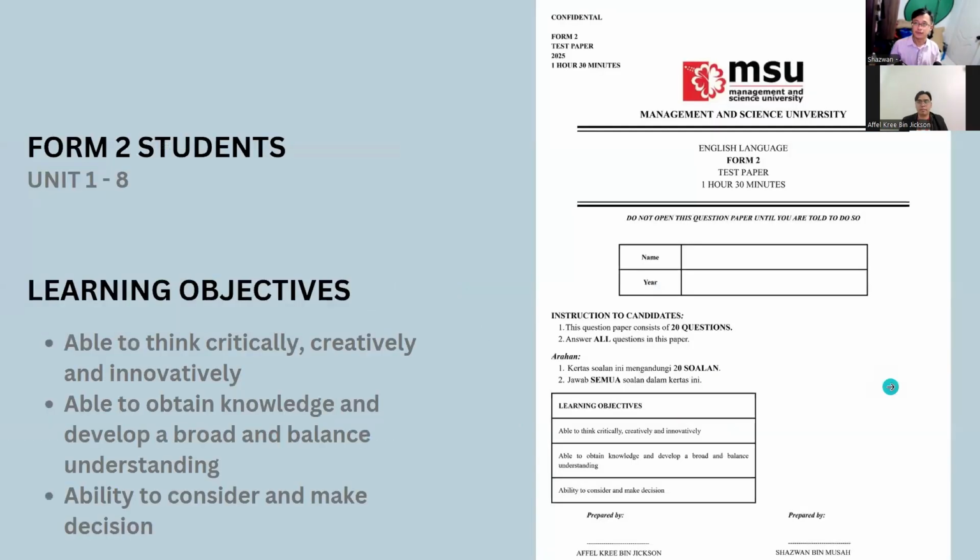Now moving on, this is our front cover. The test is for Form 2 students, covering the topics from Unit 1 until Unit 8. Our learning objectives are to be able to think critically, creatively, and innovatively, to obtain knowledge and develop a broad and balanced understanding, and to consider and make decisions. We will explain our objectives through our explanation of the questions that we have picked.